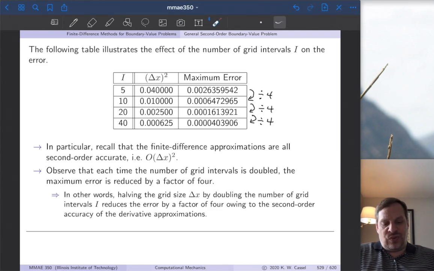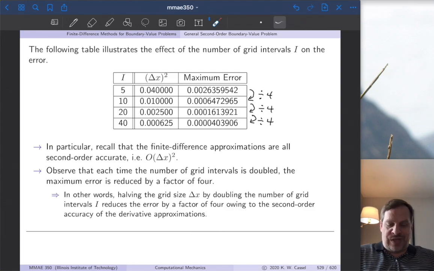So the error is going down by a factor of 4 each time. You say, okay, well, I'm doubling the number of points, so that means I'm halving delta x. Delta x for 10 is half that for 5, for 20 is half that for 10, for 40 is half that for 20. So every time I do this, I'm halving delta x, and then the error is going down by a factor of 4. And it's actually very precise. Precisely a factor of 4.